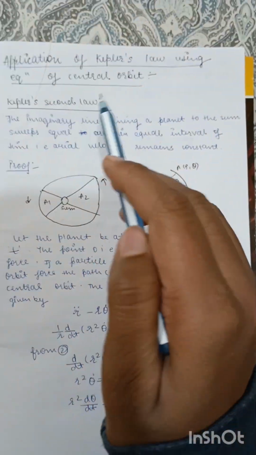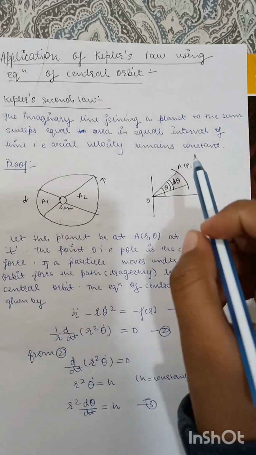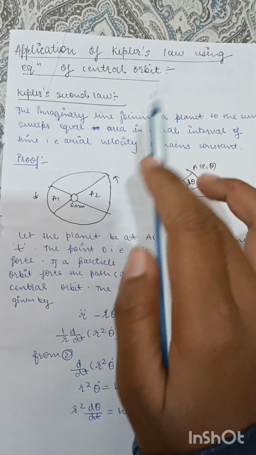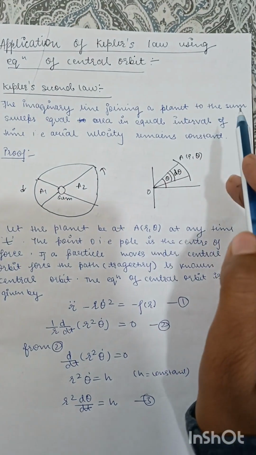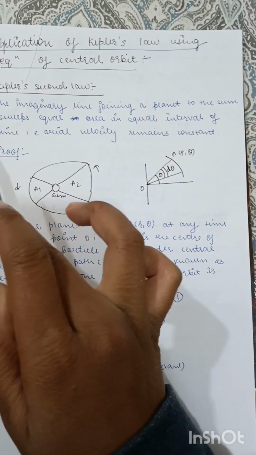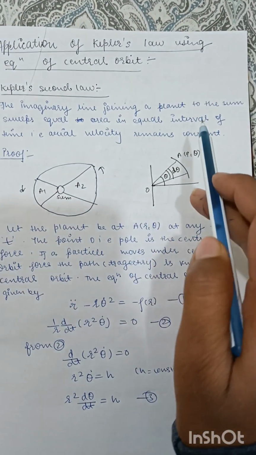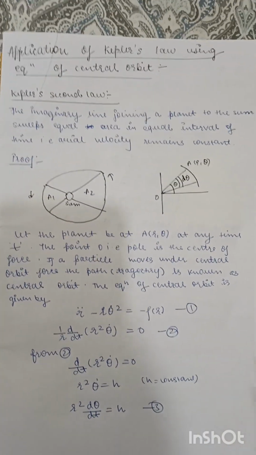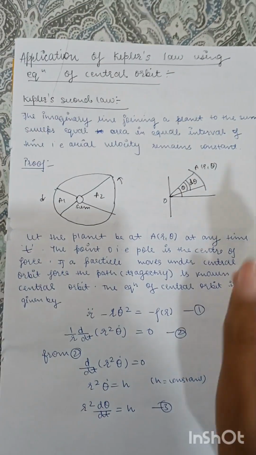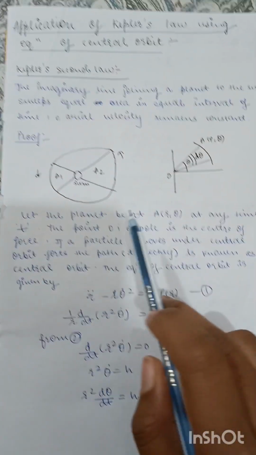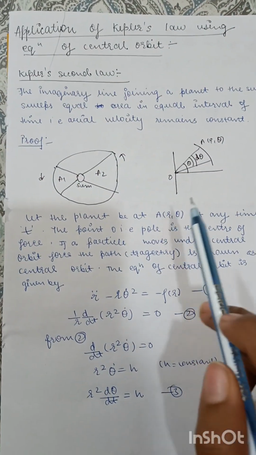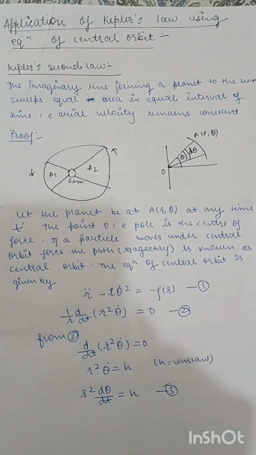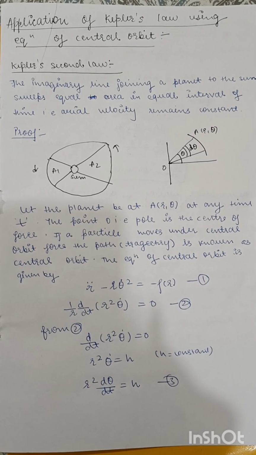Now next is the application of Kepler's law using the equation of a central orbit. From Kepler's second law, the imaginary line joining a planet to the sun sweeps equal areas in equal intervals of time, that is, the areal velocity remains constant. Proof: let the planet be at (r, theta) at a point of time t. The point O, that is the pole, is the center of force.